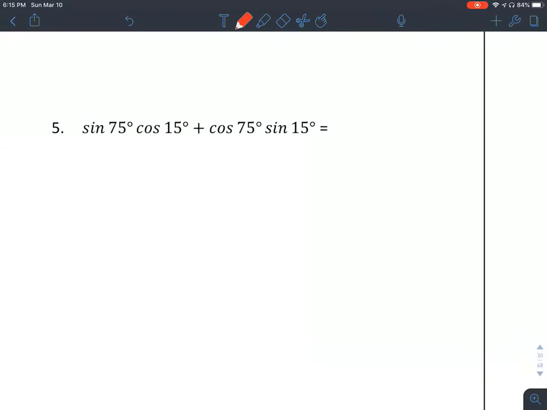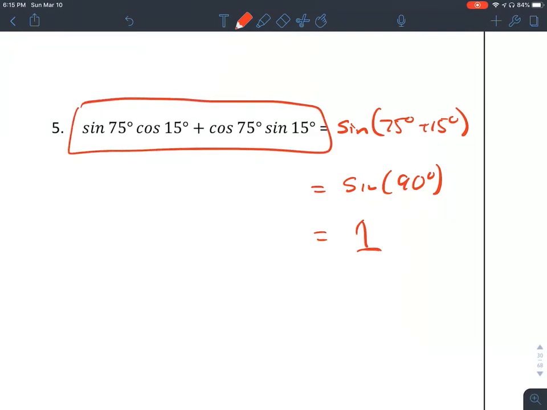Oh, this is a sine sum identity. This is equivalent to sine of 75 plus 15. 75 plus 15, that's 90. That is on the unit circle. Sine of 90 is 1. That's interesting. That requires you to recognize this is a sum identity. Now, these are in a different order than what I prefer, but it doesn't change the fact that it's still true because of the commutative property. Those can be in either order.